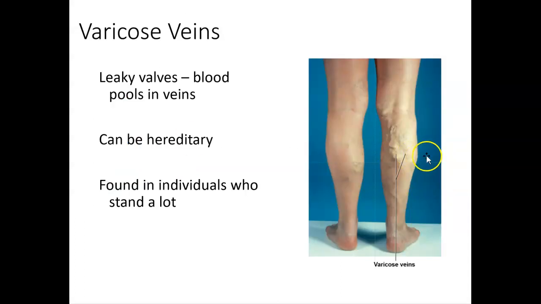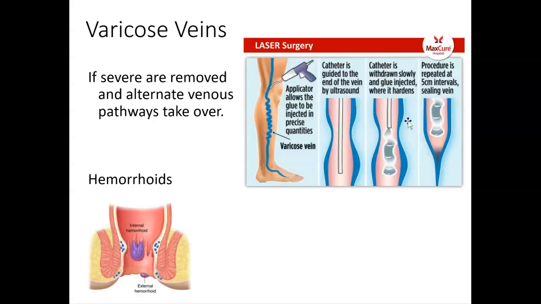Now, varicose veins, you've probably seen them before. These are leaky valves. So they tend to be genetic, and if you stand a lot, because if you stand a lot, you're always dealing with gravity. And so what happens is those valves don't work, so blood pools, and they get very large and bulging and a little unsightly. So usually what they do is they can just get rid of them. So they can inject something in it. They can do laser surgery. They basically get rid of the vein. They remove the vein or strip the vein, and it's okay because other veins take over.